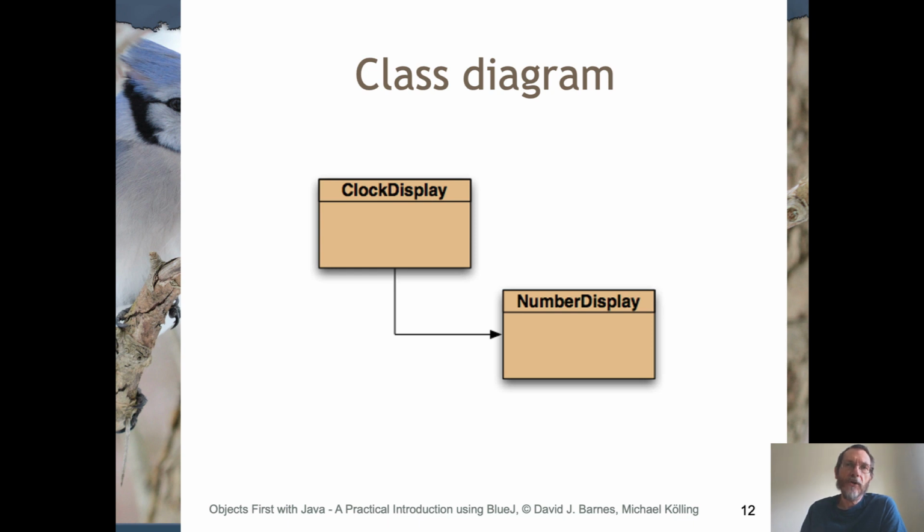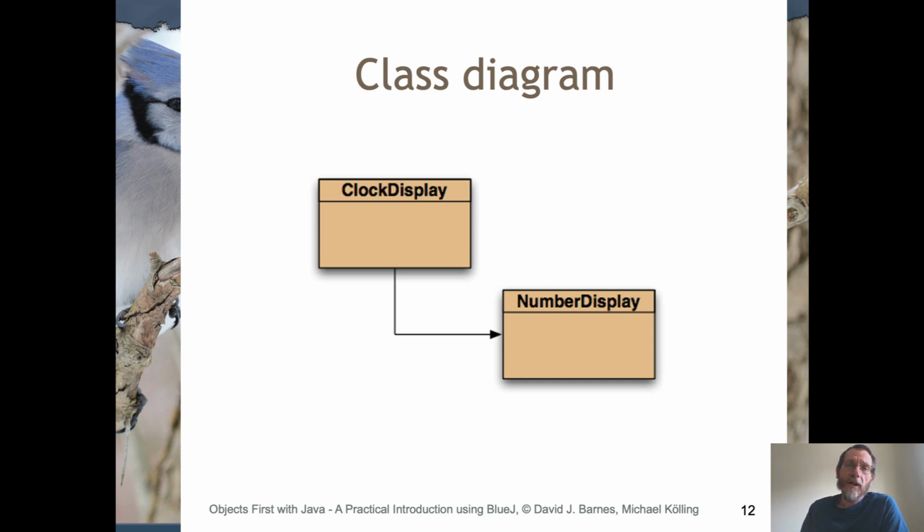And so when it comes to implementing the functionality of the overall clock, in other words, combining hours and minutes and potentially seconds, clock display doesn't have to worry about the details of how minutes and hours are incremented and wrapped around. That's all abstracted away and hidden inside the number display class. So the class diagram tells us that the clock display class depends upon the number display class. The number display class provides it with functionality in order to enable it to fulfill the overall task.